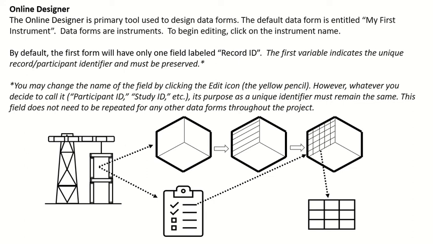So for each of those forms you build, they're called an instrument in REDCap. So an instrument equals a form, and a form then turns into a portion of a table that you can later on export in different ways.